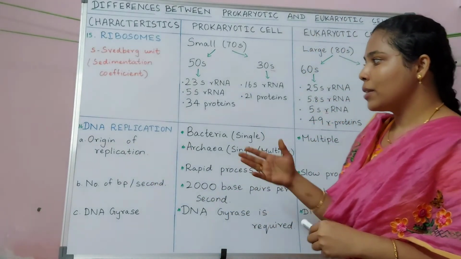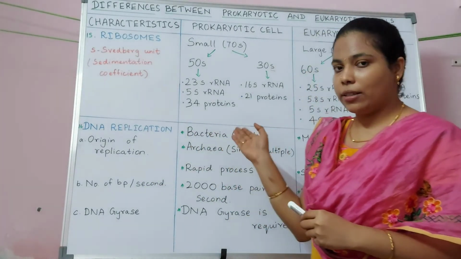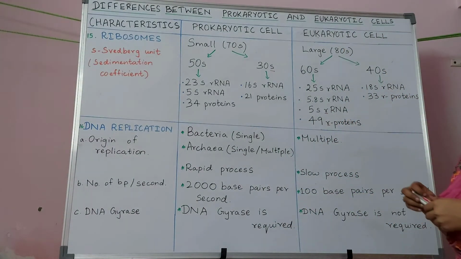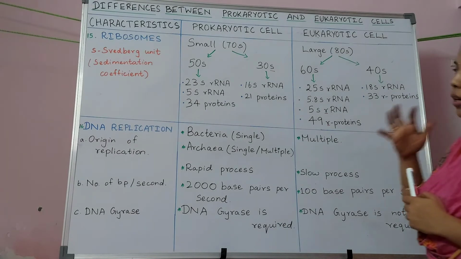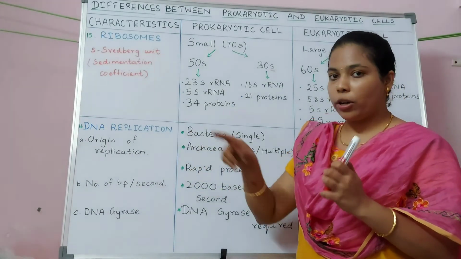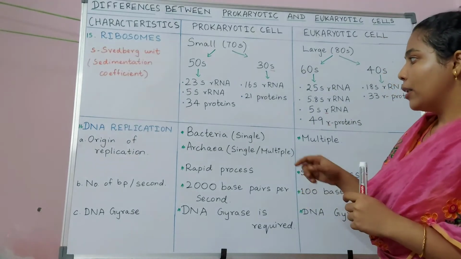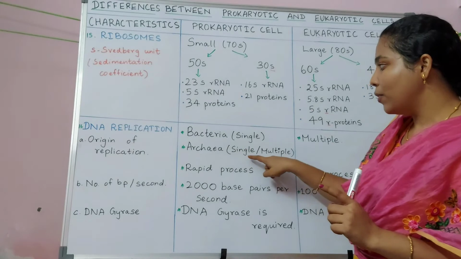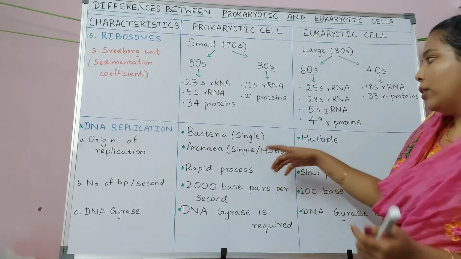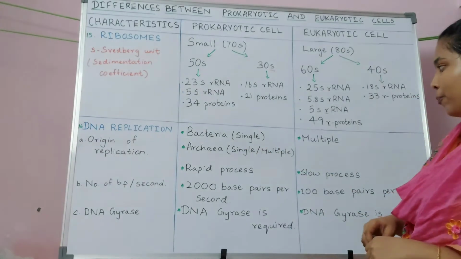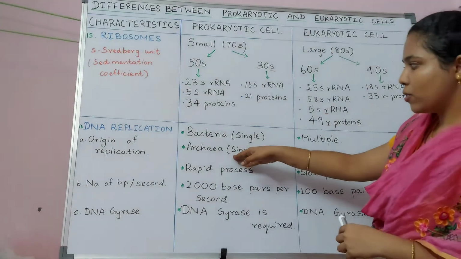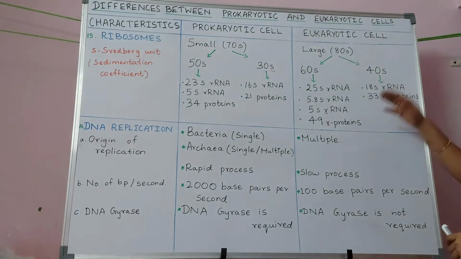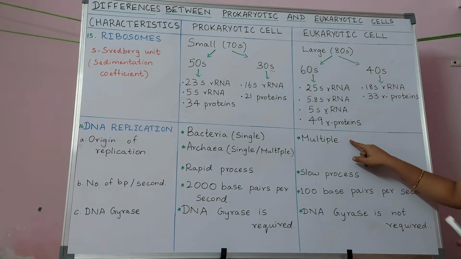So, the next point is about DNA replication. The DNA replication is different in case of prokaryote and in case of an eukaryote. For example, the origin of replication is the point where the replication starts. In case of bacteria, we have single origin of replication, but in case of archaea, some will have single, others will have multiple origin of replication. Since archaea has both the characteristics of bacteria and eukaryotes, this is possible in case of archaea. Whereas eukaryotes will have multiple origin of replication.